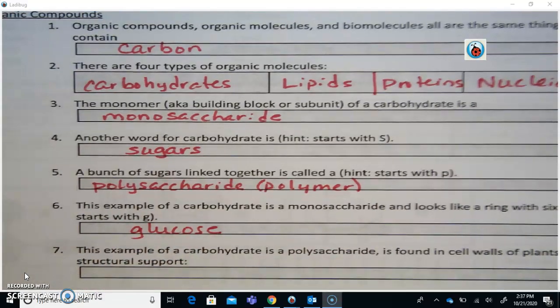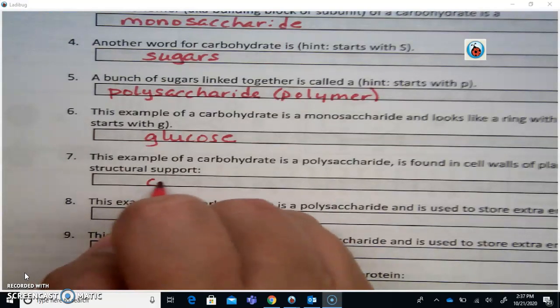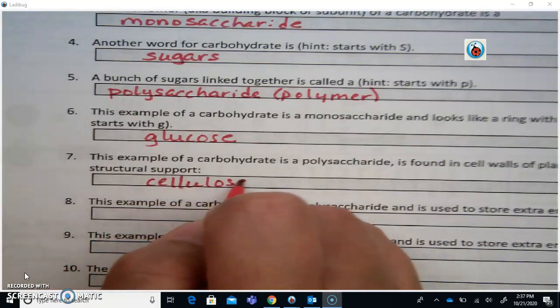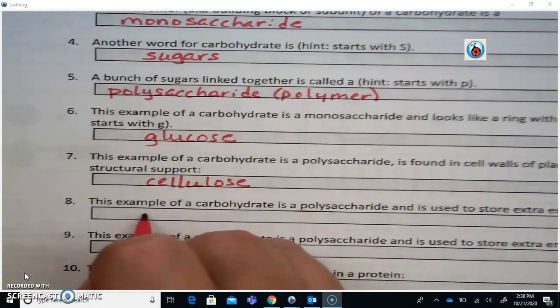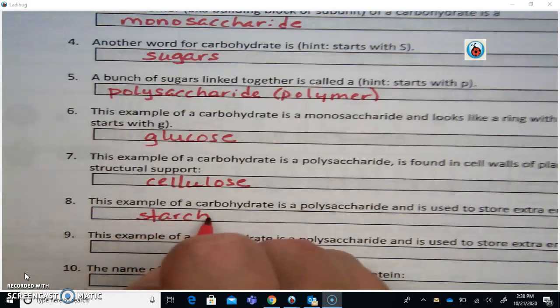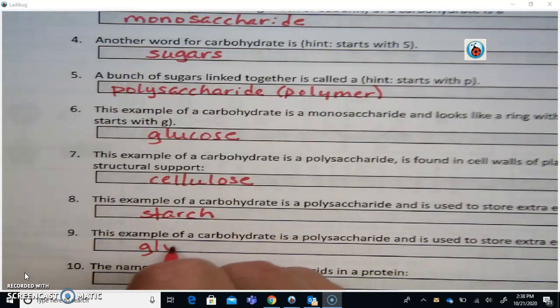Number 7, this example of a carbohydrate is a polysaccharide. It is found in cell walls of plants and is used for structural support, that is cellulose. Number 8, this example of a carbohydrate is a polysaccharide and is used to store extra energy in plants. So it's going to be starch. Number 9, this is an example of a polysaccharide and is used to store extra energy in animals, glycogen.